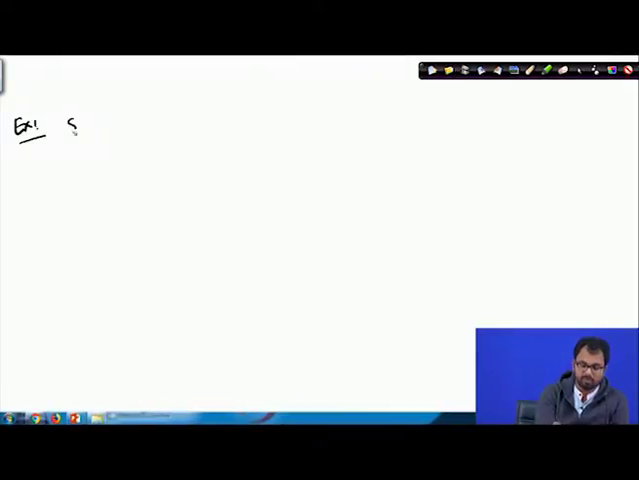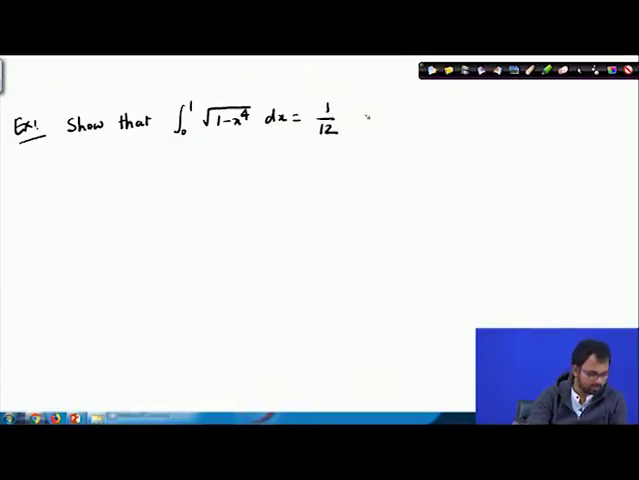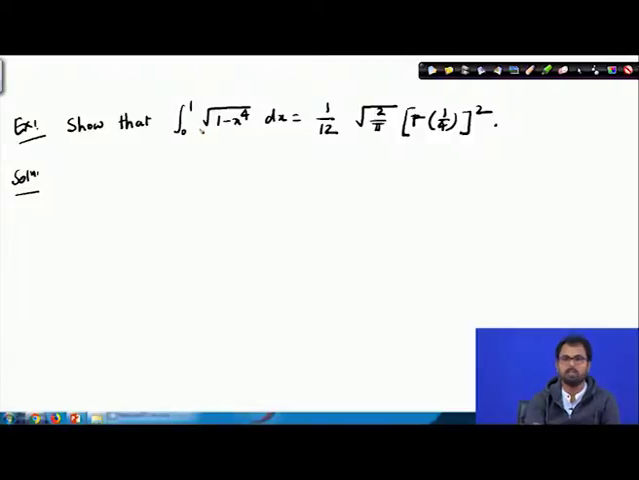The example reads: show that the integral from 0 to 1 of square root of 1 minus x to the power 4 dx can be written as 1 by 12 square root of 2 by pi times gamma 1 by 4 whole squared. Here you can see that the left hand side does not at all resemble a gamma integral. However, the answer can be expressed using the gamma function. So, how can we do that?